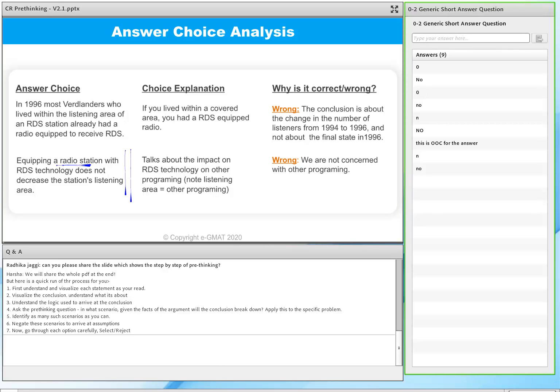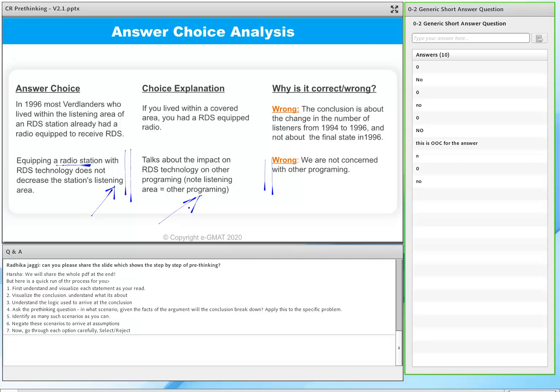It's out of scope, yes. It's 0, yes, as some of you are saying. So when we talk about equipping a radio that does not decrease the station's listening area, we're talking about other programming, not RDS programming. And my conclusion doesn't care about programming that is not RDS. I would say this is completely out of scope for my conclusion.